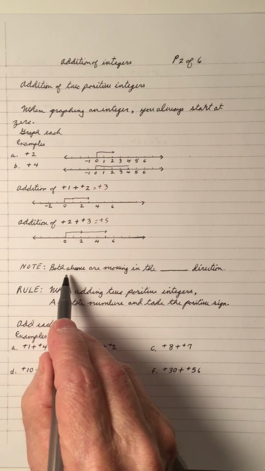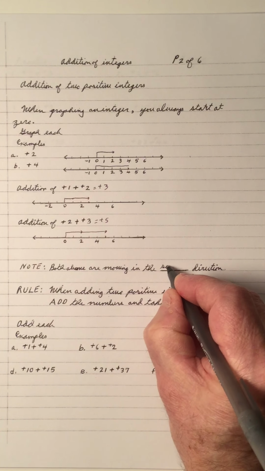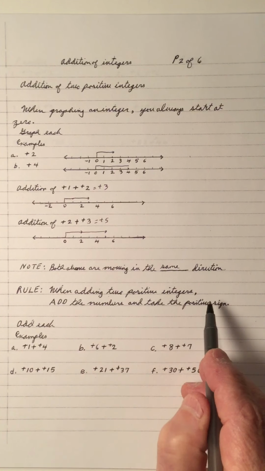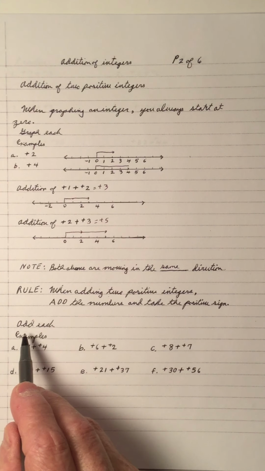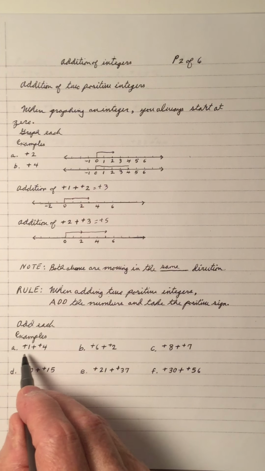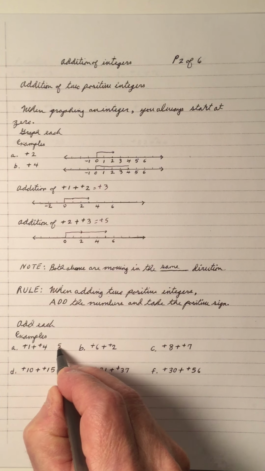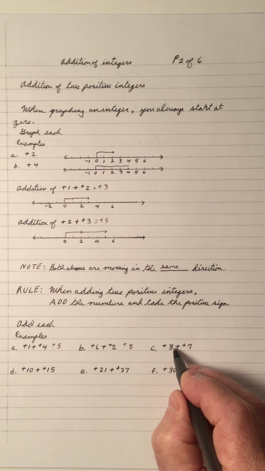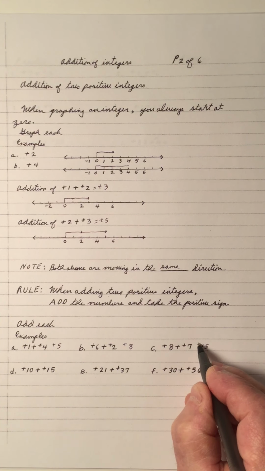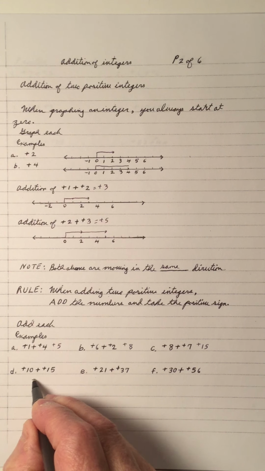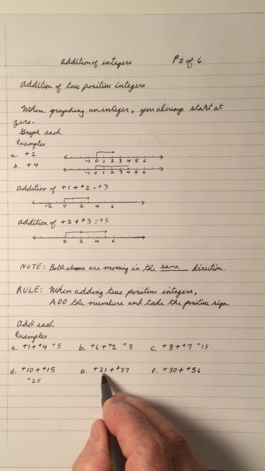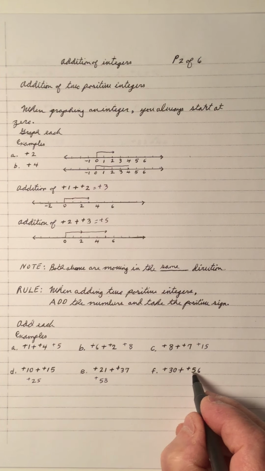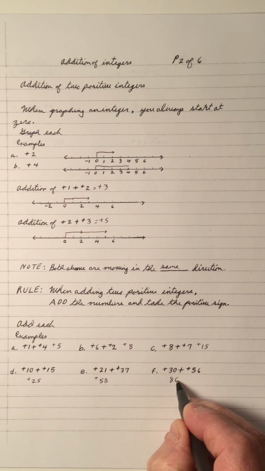Note, both of the above are moving in the same direction. When adding two positive integers, you add the numbers and take the positive sign. Let's practice. Let me do these for you. Positive 1 plus positive 4, 5, and it's positive. 6 and 2 is 8, and it's positive. 8 and 7 is 15, and it's positive. 10 and 15 is 25, and it's positive. 21 and 37 is 58, and it's positive. 30 and 56 is 86, and it's positive.